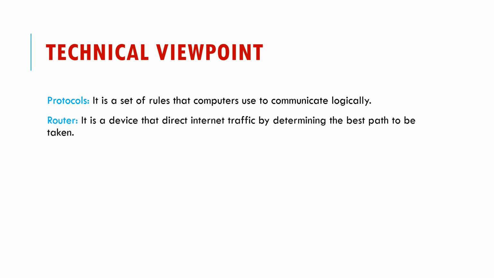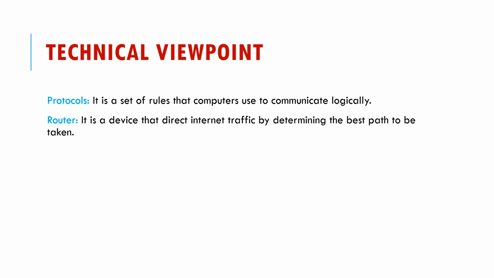Next is the router. Now what is a router? A router is a device that directs internet traffic by determining the best path to be taken. Now what does it mean? It means a router is a network device which acts as a traffic controller. That means the main objective of the router is to choose a path which is congestion free. Congestion free means it has to choose a path which has less traffic.